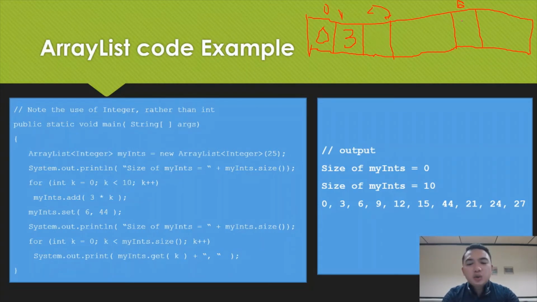Kasi 0, 1, 2, 3, 4, 5, 6. 6 times 3 is 18 rather. So 18 ang original value niya because of the 3 times 3 times 6 na may dot add. And then we set, kasi di ba pag set, you replace the value of the given index. And you specify the value that you will replace to the original value.